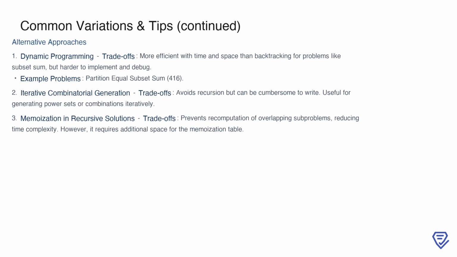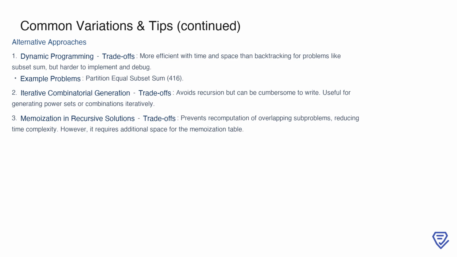There are also alternative approaches to solving problems like combination sum 4, each with its own trade-offs. Dynamic programming is one powerful method. While it is more efficient in time and space compared to backtracking for problems like subset sums, it can be more challenging to implement and debug. For example, partition equals subset sum, problem 416, is a classic scenario where dynamic programming shines.